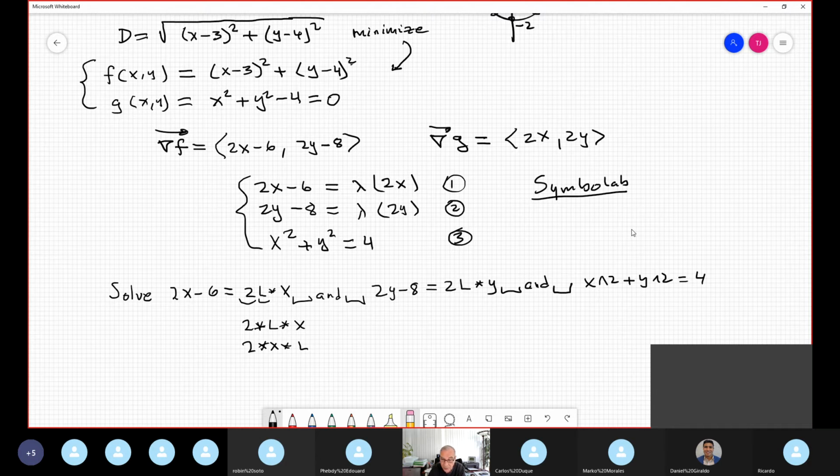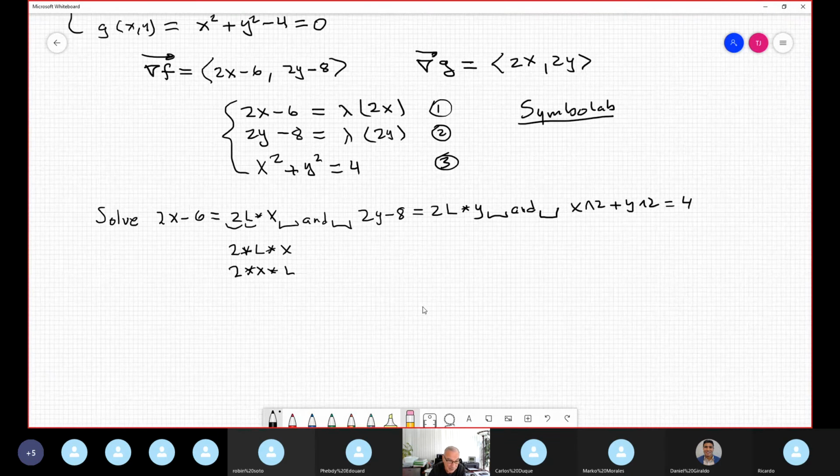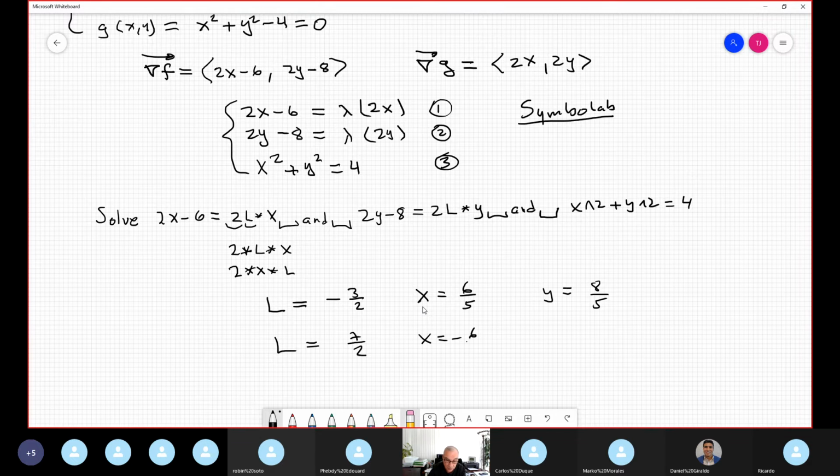The answer is, wait a second. We get lambda, or the L, equal to 3/2, and this corresponds with x equal 6/5 and y equal 8/5. This is one possibility. Another possibility is when lambda, or L, whatever you want, is 7/2, x is equal to minus 6/5, and y is equal to negative 8/5.